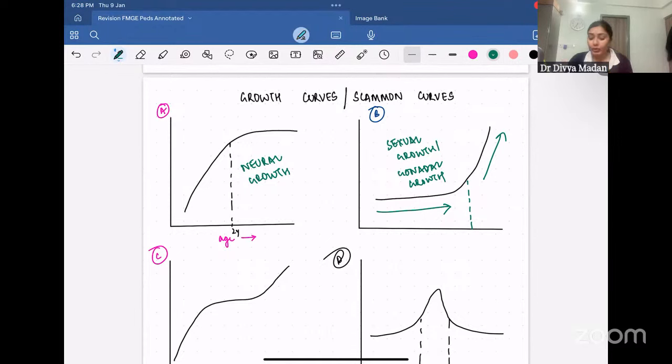Sexual growth or gonadal growth. This is achieved by puberty. So initially no growth, thereafter a sudden spurt.